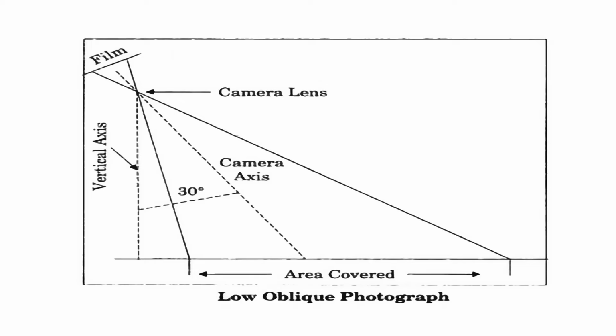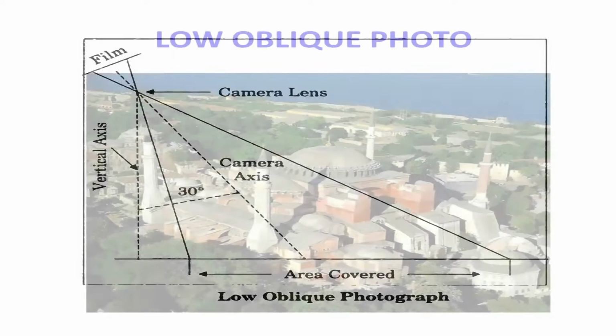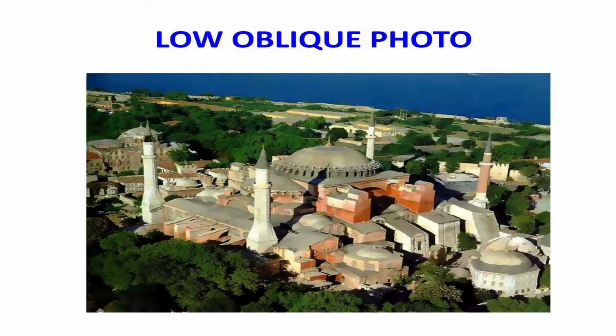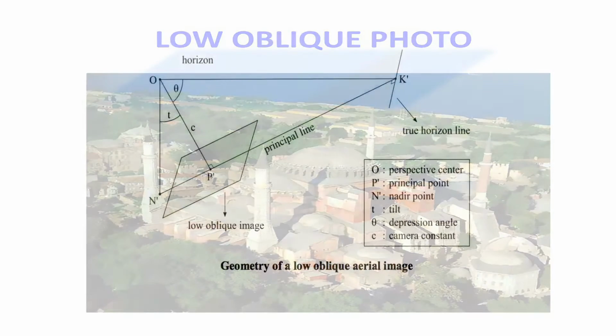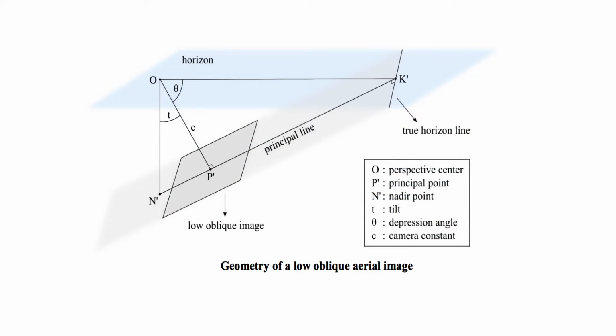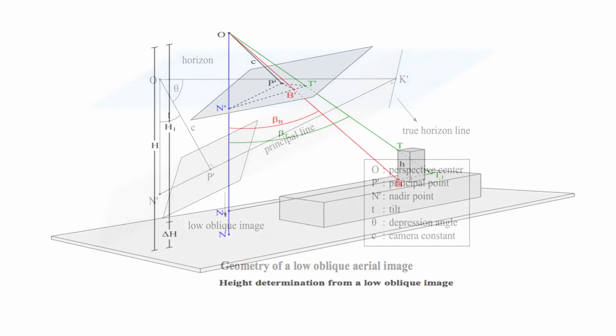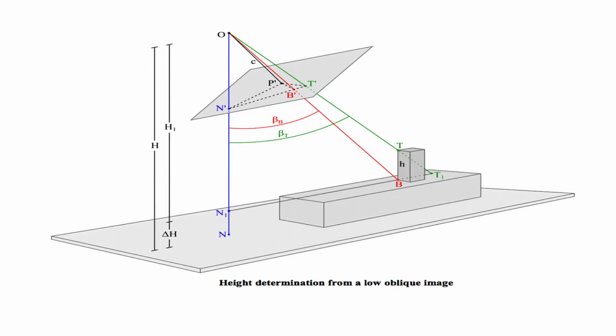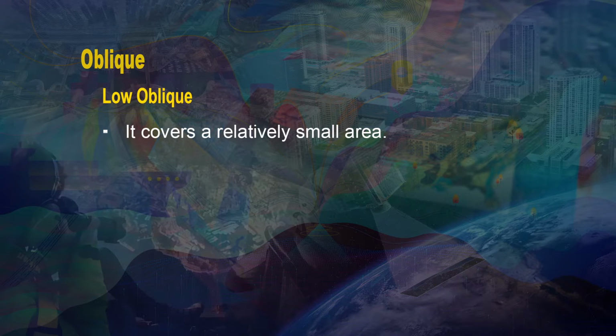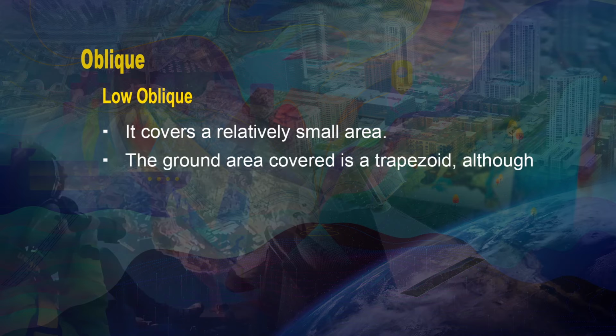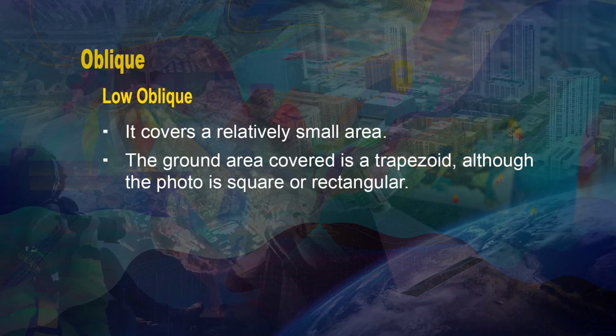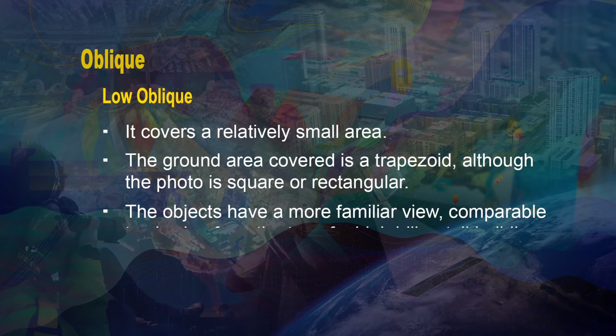Oblique. Oblique is divided into low oblique aerial photographs. The photograph is taken with a strongly tilted optical axis, but not to the extent that the horizon appears in the photograph. Horizon does not appear, but tilt is more than 3 degrees. Low oblique has characteristics such as it covers a relatively smaller area. The ground area covered is a trapezoid, although the photo is square or rectangular.